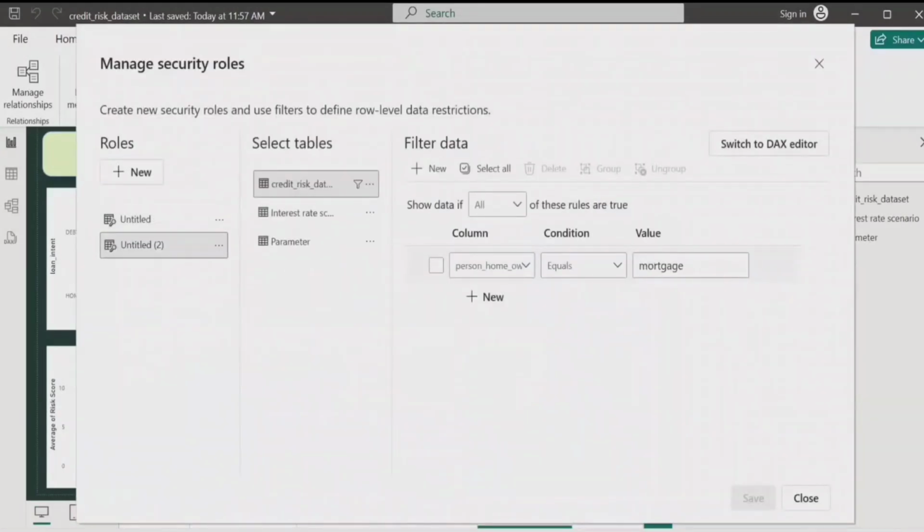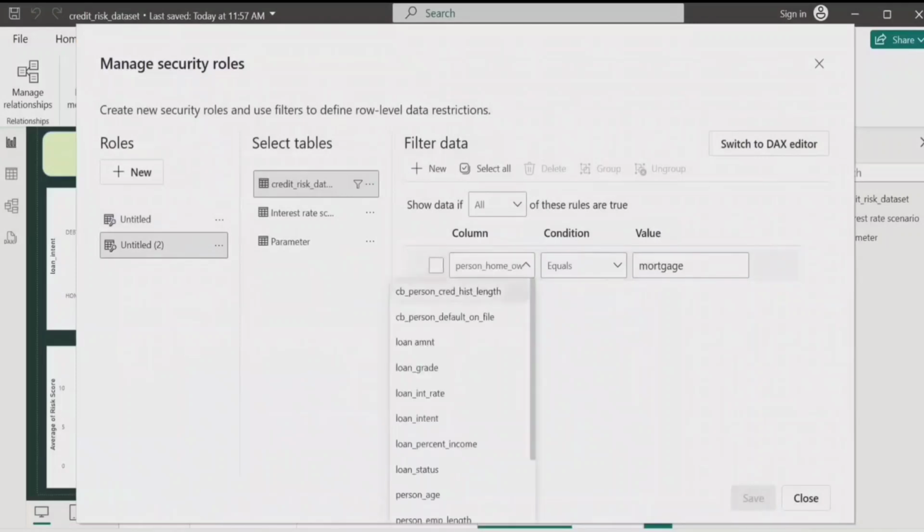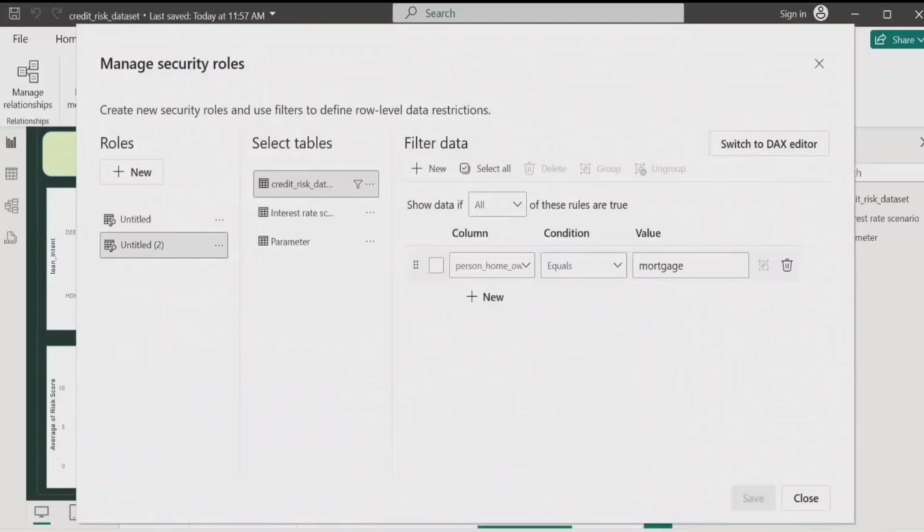I have created 2 roles based on the person's home ownership. That means the person who has home ownership of mortgage can only see the mortgage data, and the person who is on rent can see only the rented property. Then close it.